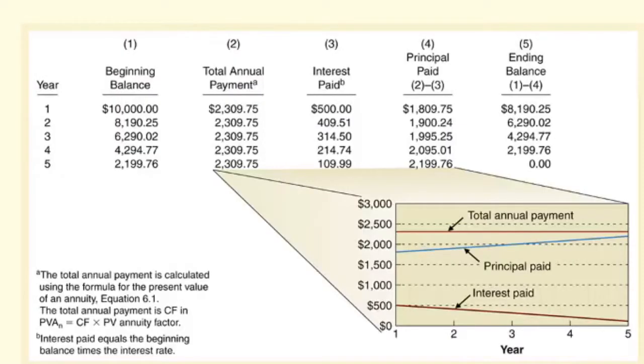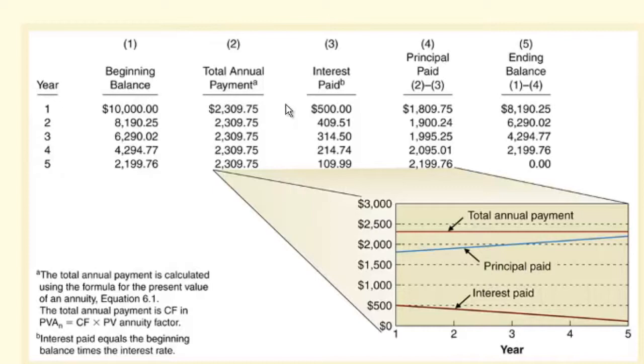If we look at this table, we can see the beginning balance is $10,000. Over the first year, 5% or $500 interest is owed. So that's going to make up part of your first payment. If you subtract that 500 from the 2309.75 and look at column 4, that means $1,809.75 went towards principal reduction, and then column 5 reflects that. The balance is reduced by that amount.